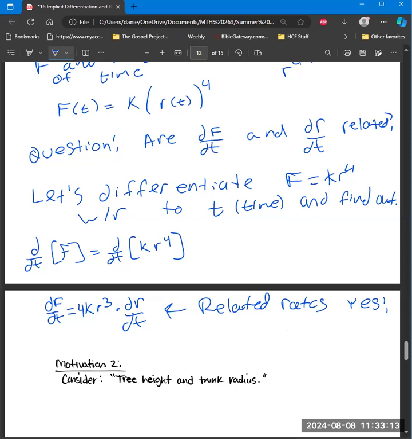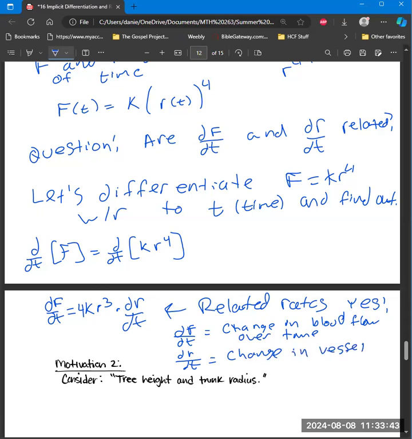So df dt is equal to the change in blood flow over time, and dr dt is equal to the change in vessel radius over time.